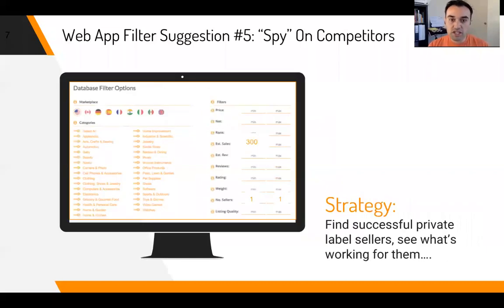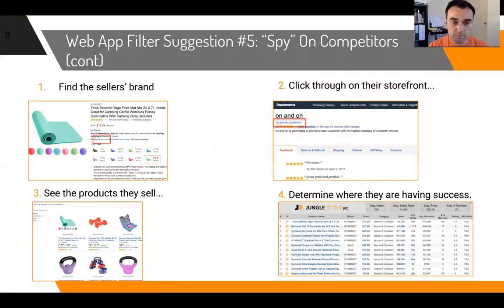Okay, suggestion number 5, spying on competitors. What this looks like is high sales, of course, and then setting the minimum and maximum number of sellers to 1. So you're going to find listings that only have 1 seller, which generally means they will be private label sellers. So you're going to be seeing what other private label sellers are selling, which listings are doing well. And then you can actually take that a step further.